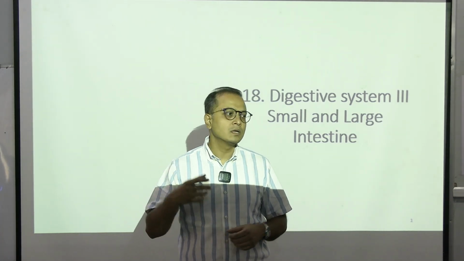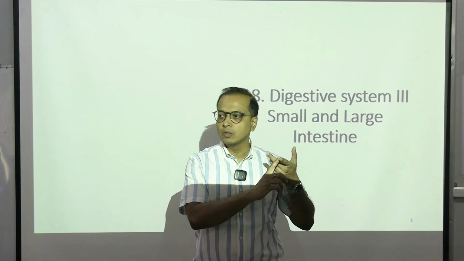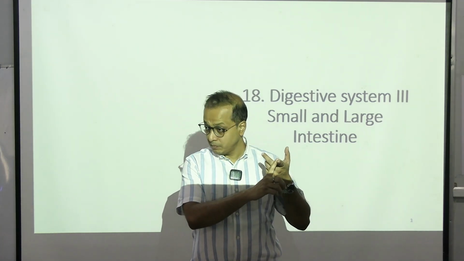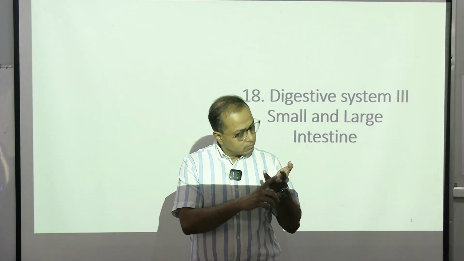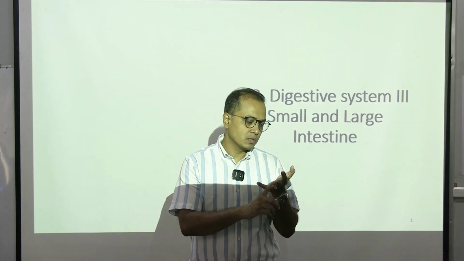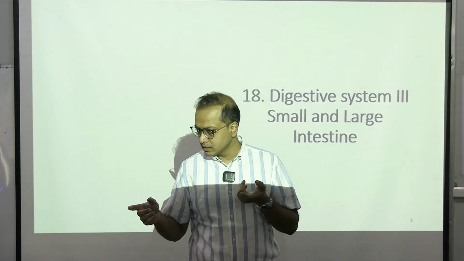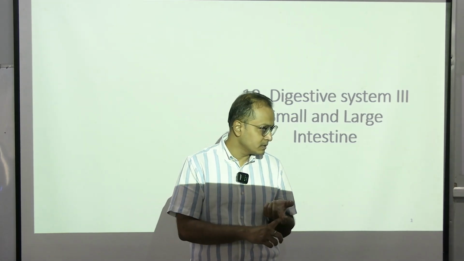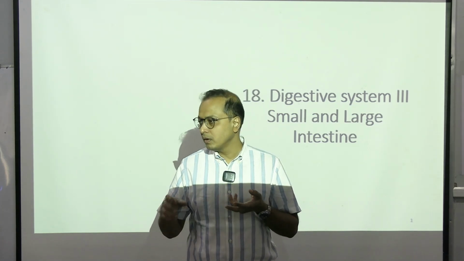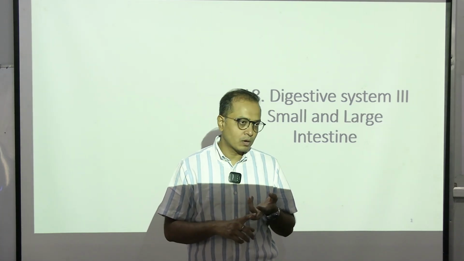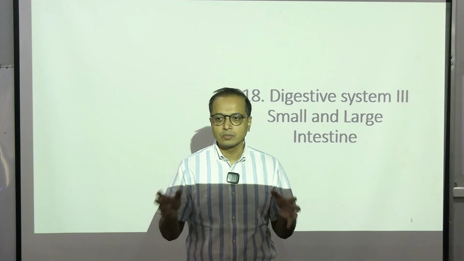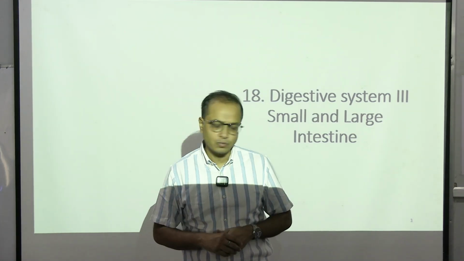Now this mucosa has three layers: the epithelium, that means the cell layer, then the lamina propria, and the muscularis mucosa. The epithelium has cells, and we have to know what cells are present in it. The lamina propria has some features that we are going to learn, then we have the muscularis mucosa and the submucosa, and all these things we are going to learn.